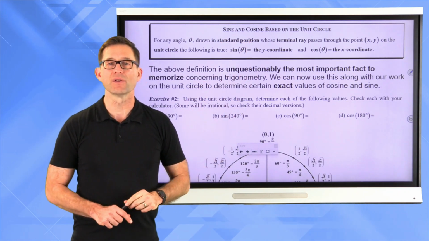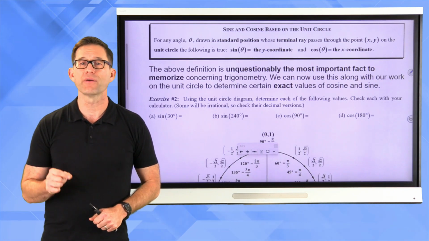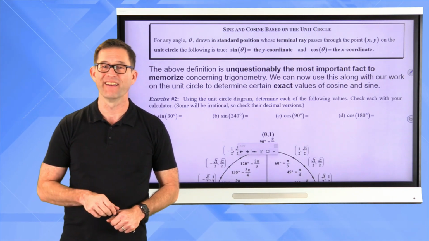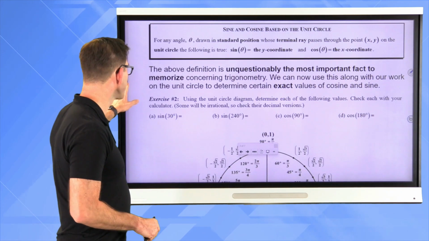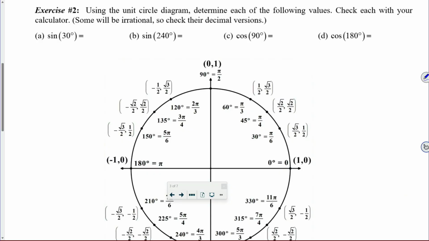We can now use this along with our work on the unit circle to determine some exact values of cosine and sine. So let's do that. Let's come down here. Exercise number 2. Using the unit circle diagram, determine each of the following values. Check each with your calculator. Some will be irrational, so check their decimal versions.